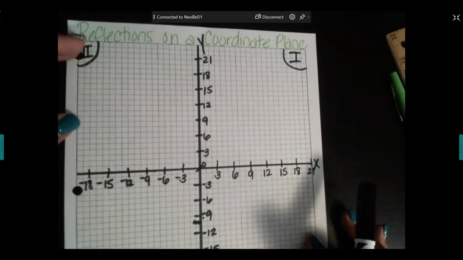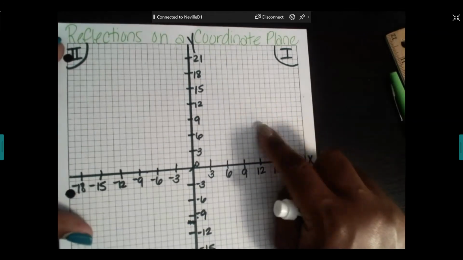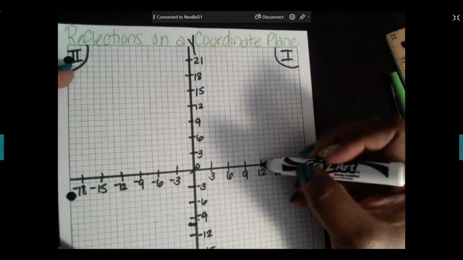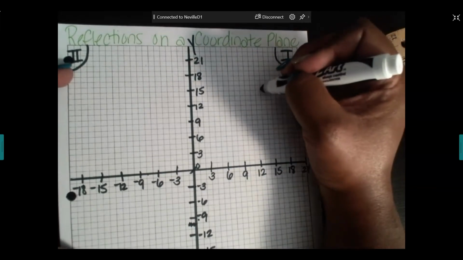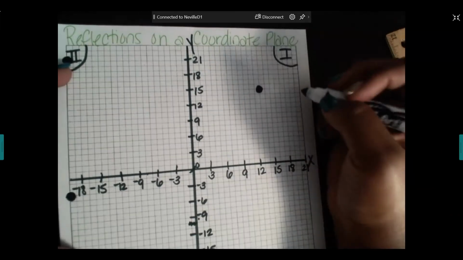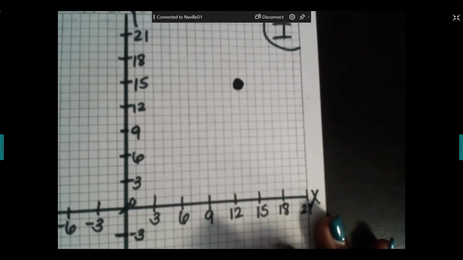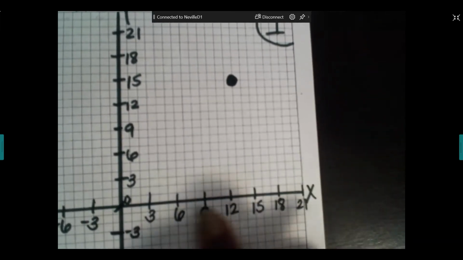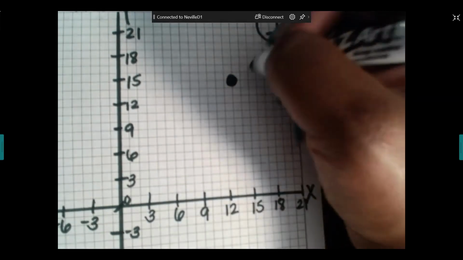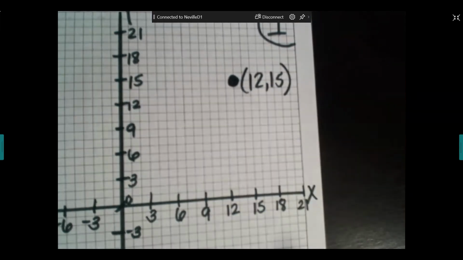So now let's move right into our guided practice here. And I want us to plot our first point in quadrant 1. So let's plot our first point at 12, 15. Where 12 and 15 meet, that's where I'm plotting my first point. I'll zoom in so you can be sure to see that. 12 on my x-axis, 15 on my y-axis. And I'm going to label it 12, 15. You should too.